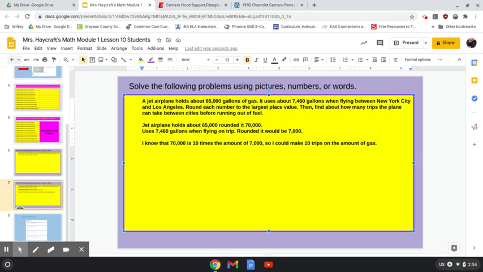So you would take 2 of the 460s to get to 1,000. So it would still be very accurate on 10 trips. So this is the way that we would solve this problem. I hope this helped you all.